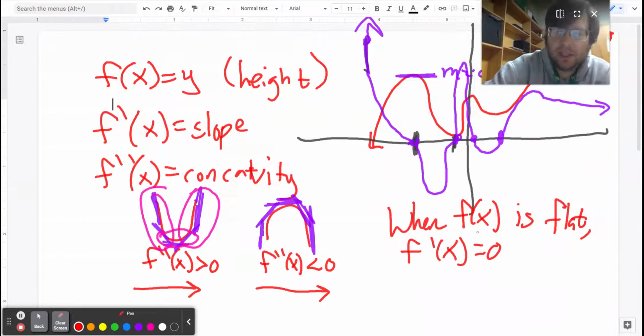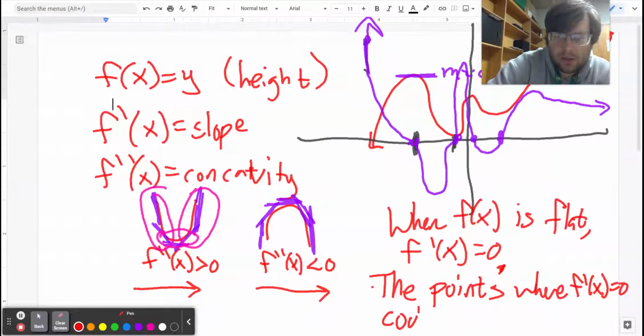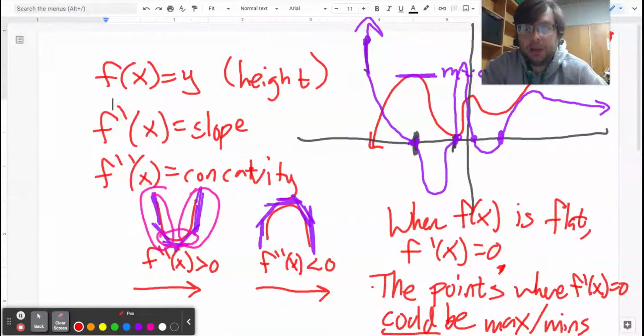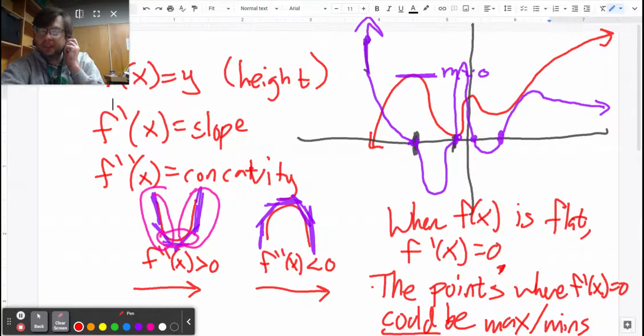And so this gives you a really key takeaway: the points where f prime of x equals 0 could be maxima or minima. And I want to emphasize the word could. I'll show you an example in a second where I have some points where the derivative is 0 that are not maxima or minima. In the example I just gave you, every time my derivative was 0, every time my purple graph hit the x-axis, my red graph had either a peak or a valley.